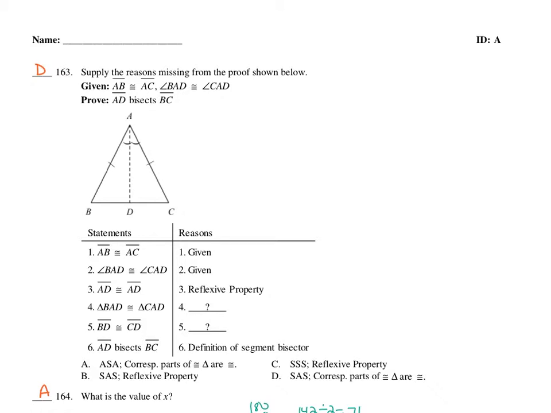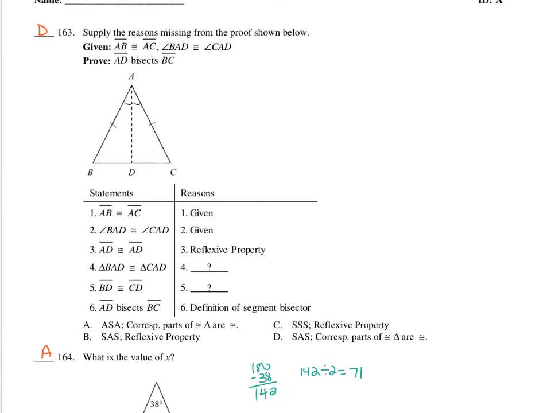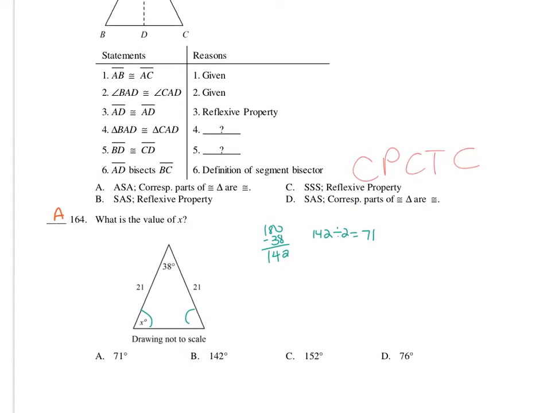163. So the reflexive side is what they give you, which means the two triangles would be congruent by side, angle, side. And then congruent parts of congruent triangles are congruent. That's your CPCTC. Don't forget about that. Which says that if the triangles are congruent, then all their corresponding parts are congruent.